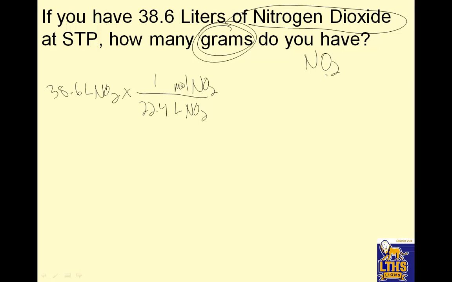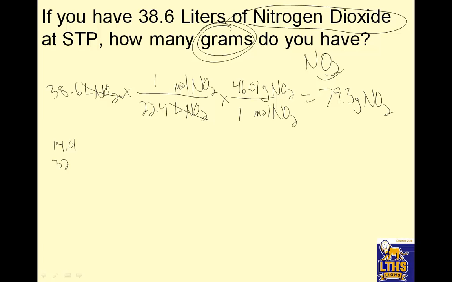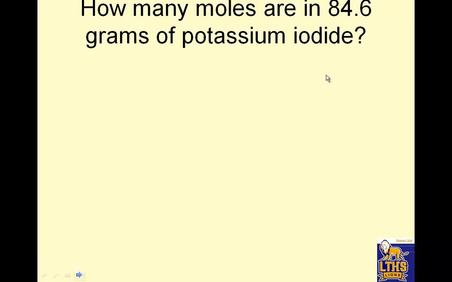So I'm really multiplying by 1, just changing the units. Now I'm going to get rid of moles, and go into the unit that they want, grams of NO2. So 1 mole is go to the periodic table. Nitrogen is 14.01, 2 oxygens are 32, so that is 46.01. I ask my calculator, 38.6 divided by 22.4 times 46.01 gives me 79.3 grams of NO2. So notice how I was going to go through moles. It's a big converting thing.